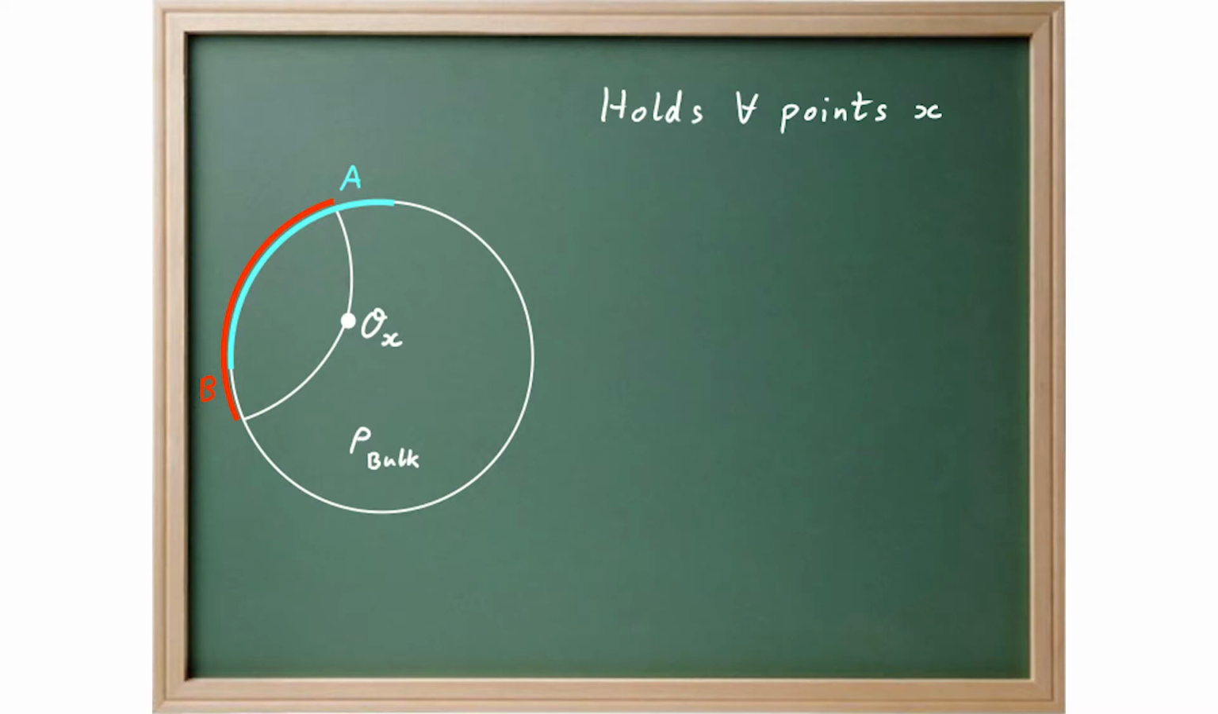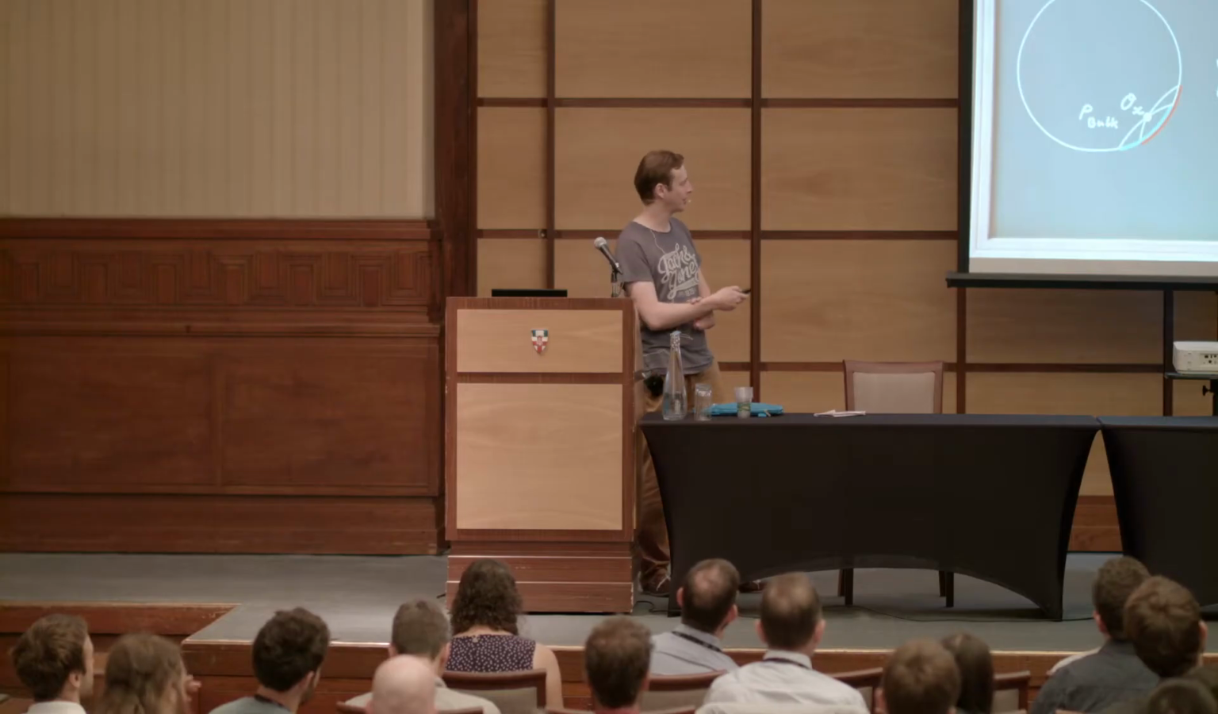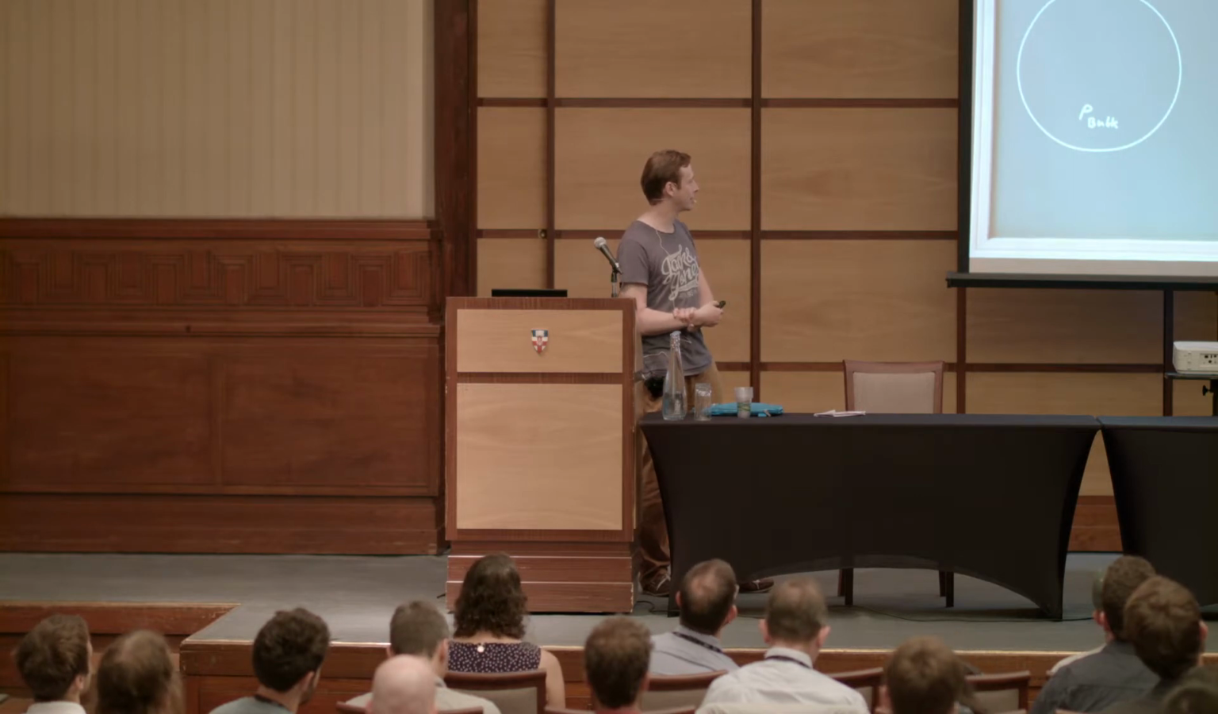What's more, this holds no matter which point in the bulk. So it doesn't matter where I put this observable or where I put this qubit, the same thing applies. A qubit over here, I can recover from these regions. A qubit much closer to the boundary can only be recovered from smaller regions. Deeper in the bulk, it can be recovered from larger regions, and it's more redundantly encoded. So these are quantum error correcting codes, but with a very unusual geometric structure. These have become known as holographic codes. It's not a formal definition, but a holographic code is a quantum erasure code with some weird locality structure. There's my non-precise definition of it.